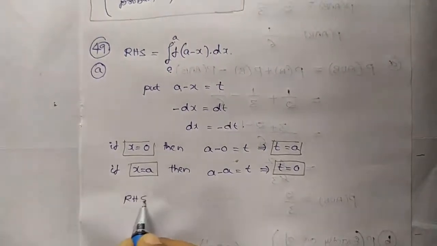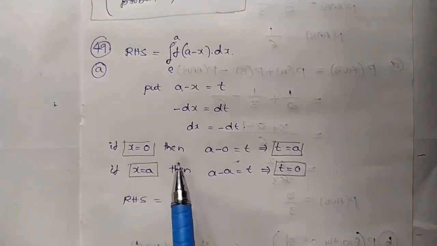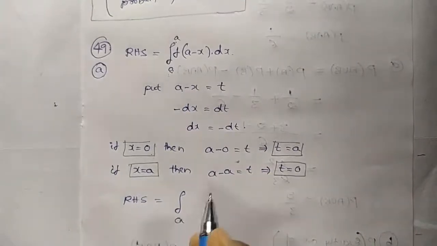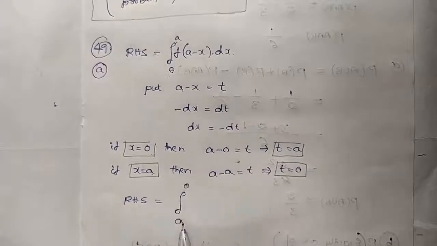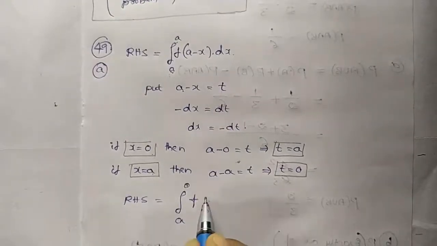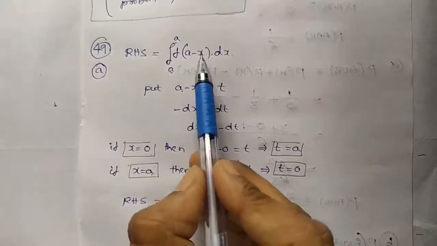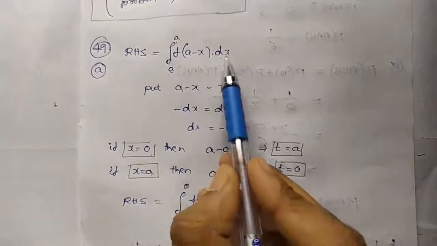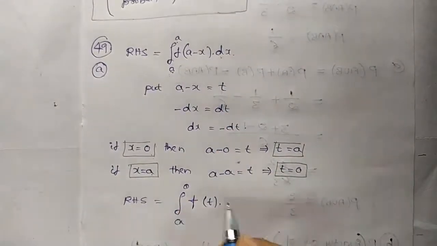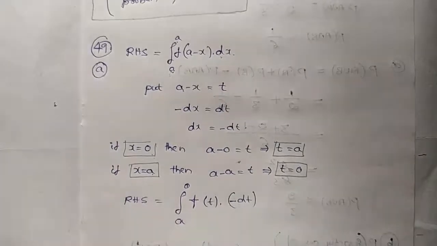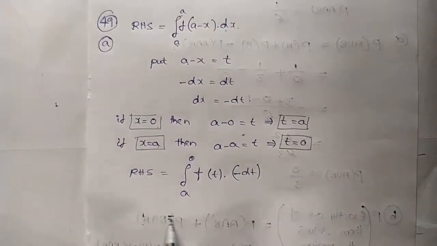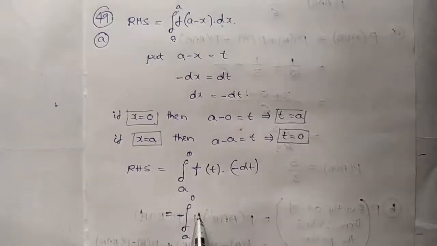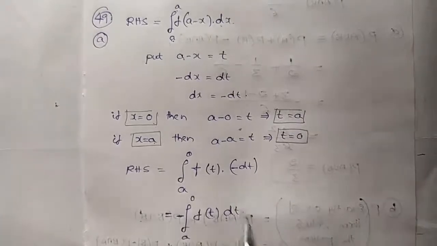Therefore RHS equals the integration of 0 to a. If x is 0, t is a, and if x is a, t is 0, so the limits are a to 0, f of a minus x. We have taken the substitution t, so f of t into dx. In place of dx we put minus dt. That equals the integration of a to 0, with the minus kept outside of the integration, f of t dt.